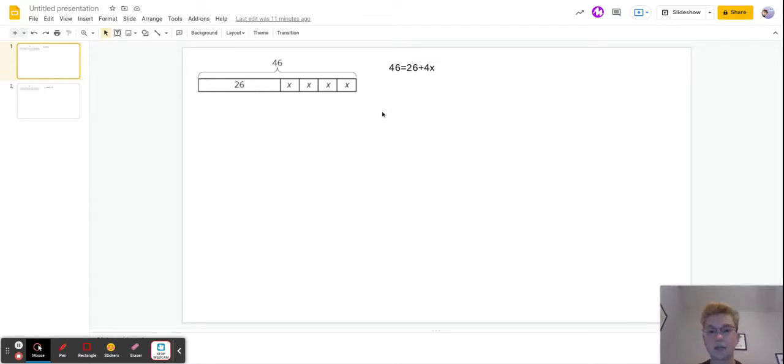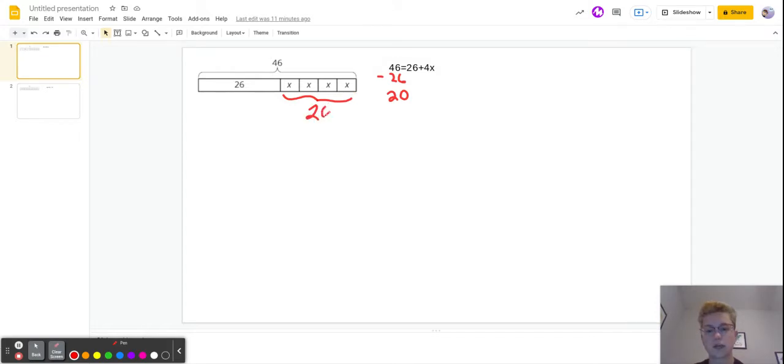Now, if I literally had a piece of tape and I knew it was 46 centimeters long, and I had a 26 centimeter piece on the end, but I wanted to find out how big these little pieces were, the first thing I would want to do is find out how long are the 4 pieces all together. And I can find that out by taking my 46 and subtracting 26. So that's what I'm going to do. I'm going to subtract 26 here. And when I do that, I end up with 20. And that's what just these 4 x's are worth.